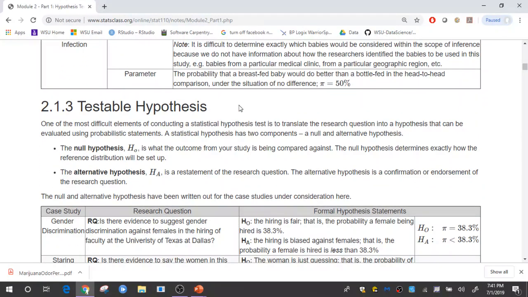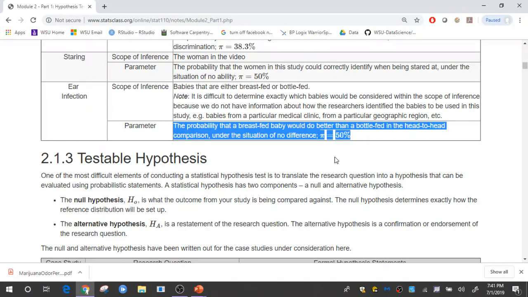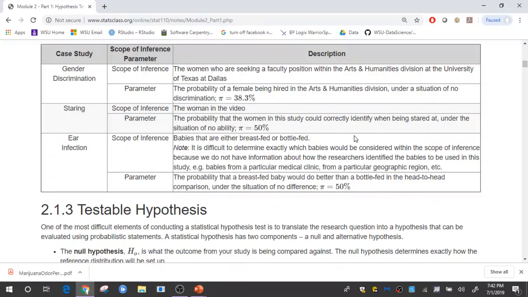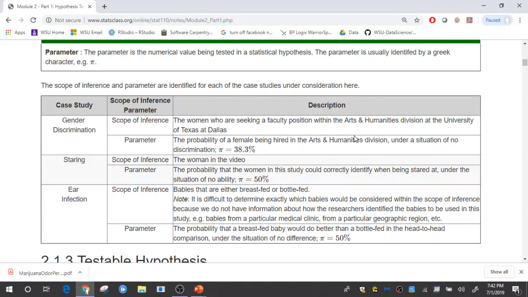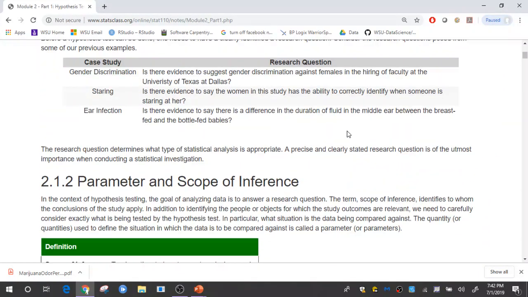The parameter value for the ear infection example is simply the probability that a breastfed baby would do better than a bottle-fed baby in those head-to-head comparisons that were done. Again, under a situation of no difference. So that's another 50-50 example. So it is nice when our question of interest identifies or gives an indication of what the scope of inference is. And oftentimes it does.